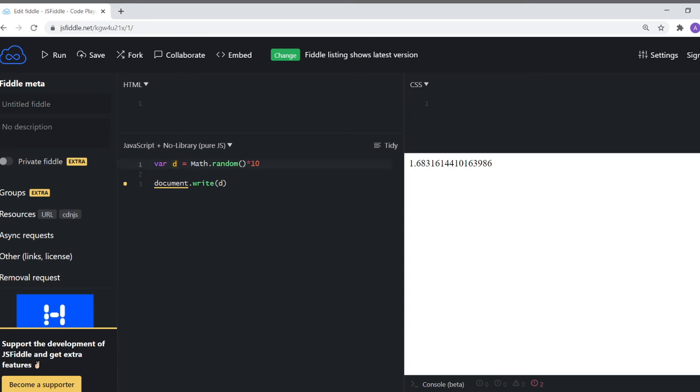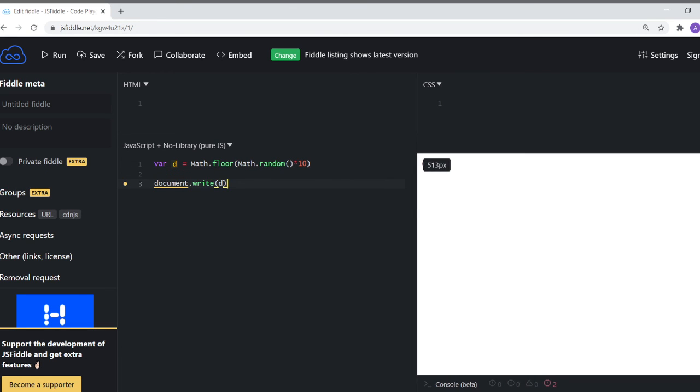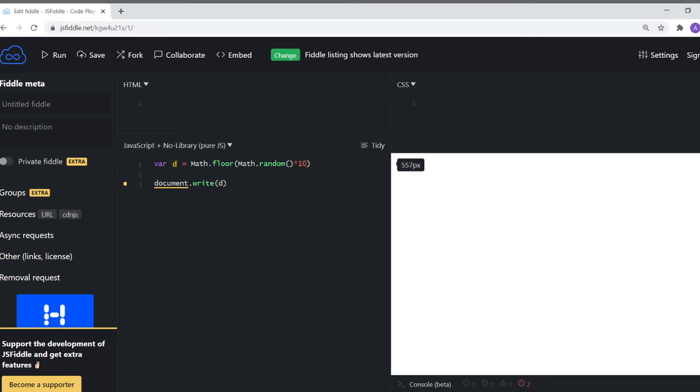But if I want a whole number, right? So I'm going to say math.floor. Now I'm going to get a whole number because it's going to round off to the floor, and it's going to give me 6, any value between 0 and 9. If I wanted a value between 0 and 10, I would just multiply by 11. So if I wanted a value between 0 and 100, I would just say this and multiply by 100.